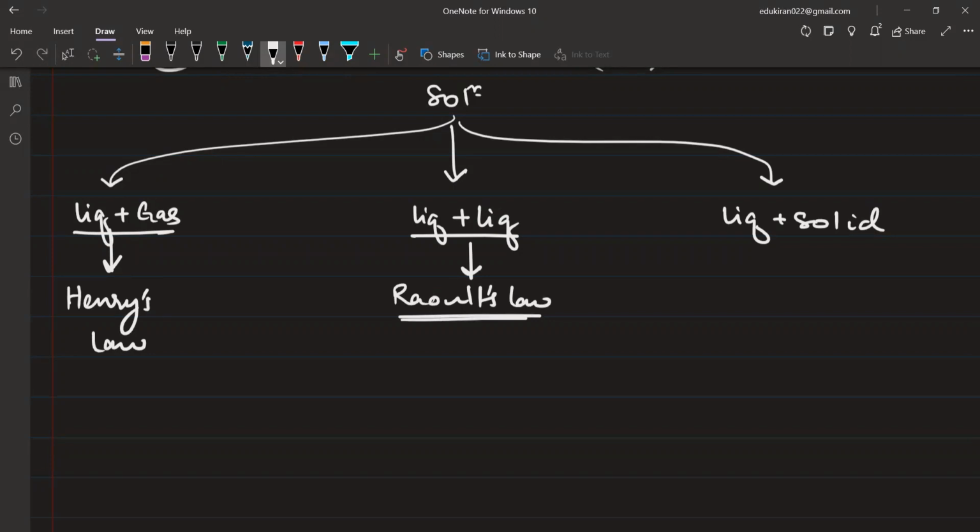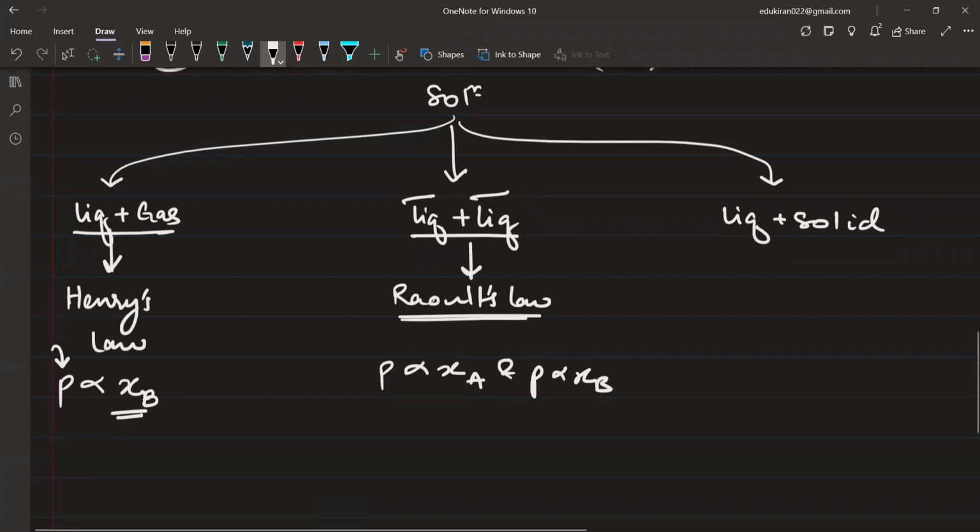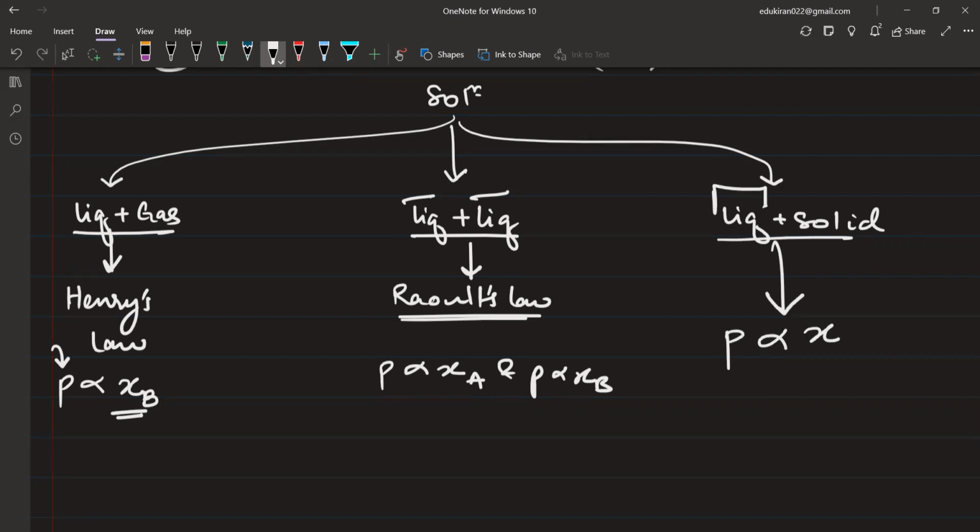What does Henry's law say? Henry's law says that the partial pressure above the solution will be directly proportional to the mole fraction of the solute. Now, why only the mole fraction of the solute? Because the solute is a gas and a gas is more escapable. That is why the pressure depends only on the mole fraction of the solute, that is the gas. In liquid-liquid, the pressure is directly proportional to the mole fraction of A, and also to the mole fraction of B. Why? Because both are liquid, both are volatile, and both contribute towards the vapor pressure above the solution. Now, in the case of liquid and solid, the pressure of the solution will be directly proportional to the liquid one, chi A. Only chi A. Why?